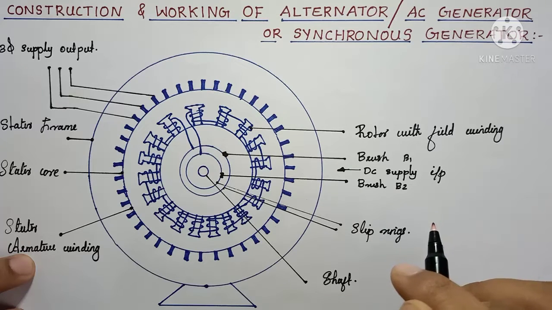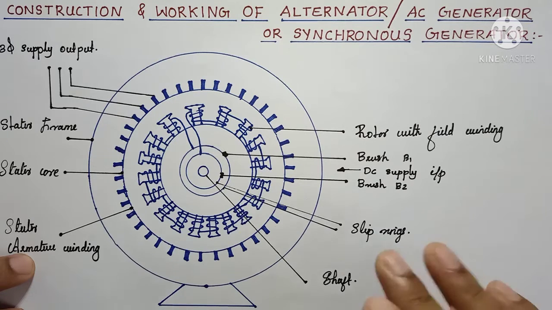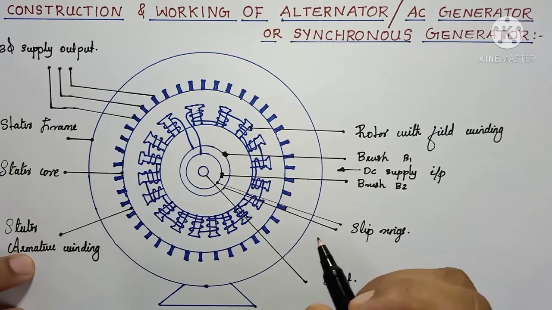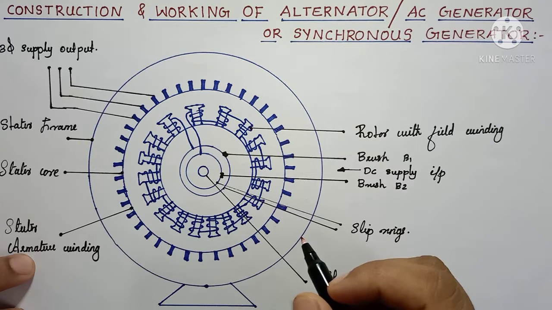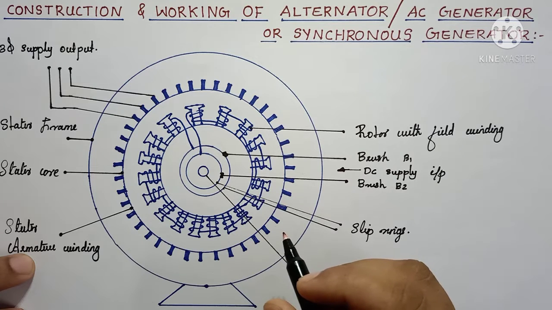Why? Because we know that in the field system, the weight and size of the field system is very less. So we can reduce the mechanical losses and the machine can easily balance. That is one of the reasons. Also, we can easily insulate the machine if we use the armature winding as the stationary part, and the number of sliding contacts can also reduce.